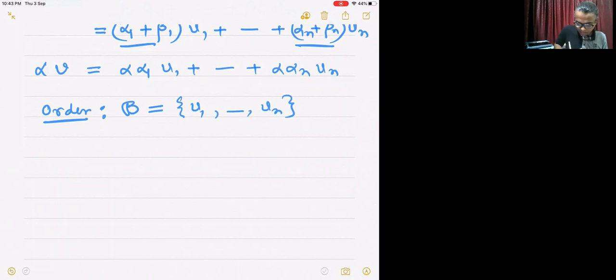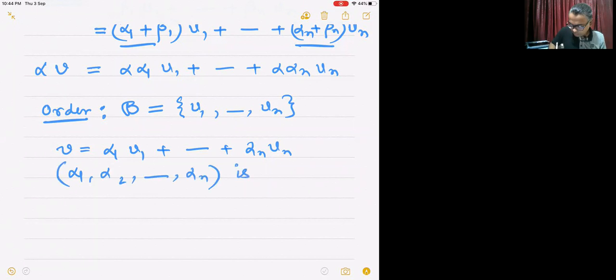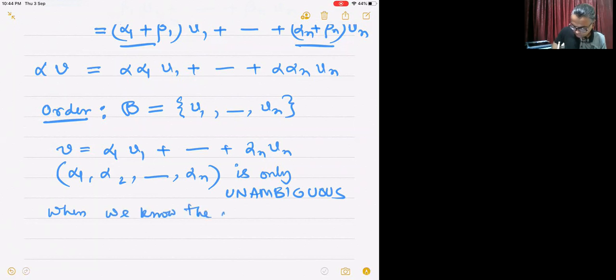But when I'm writing an expression, say v is equal to alpha 1 v1 plus dot dot dot up to alpha n vn, there the order matters, because here I'm going to write this thing as the n tuple alpha 1, alpha 2, dot dot dot up to alpha n. This n tuple is only unambiguous when we know the order of v1 dot dot dot up to vn.